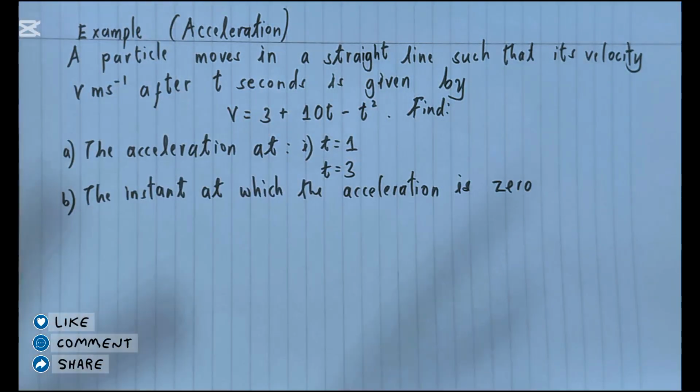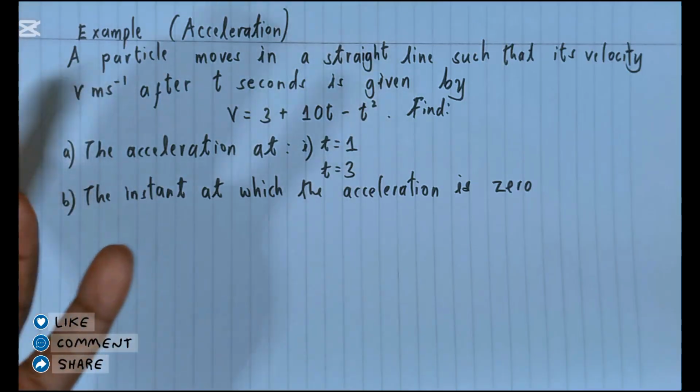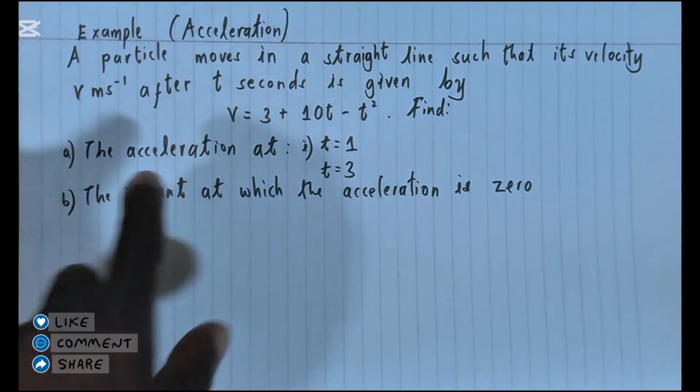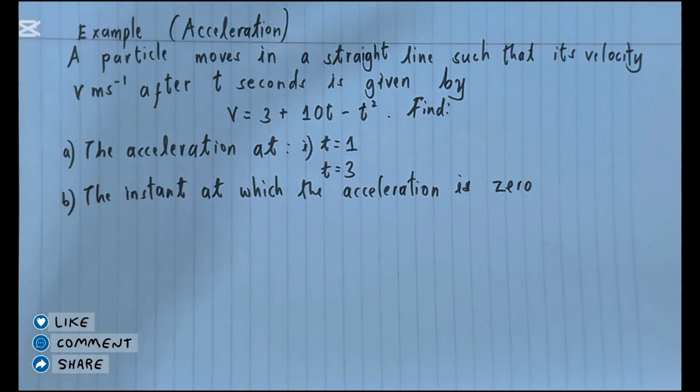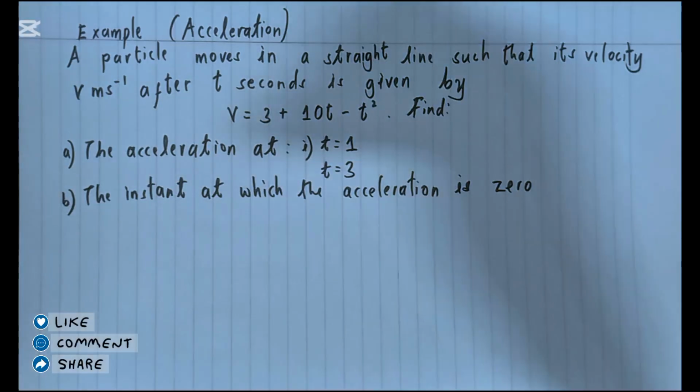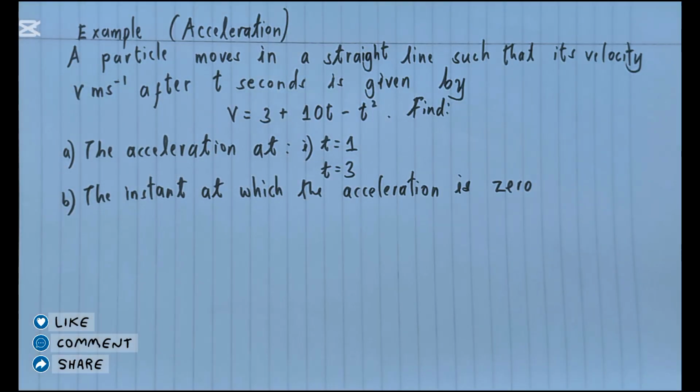In this particular problem, we have not been given a displacement function. What we have been given is a velocity function. If we are given a velocity function, then we know for sure that the derivative of velocity will give us the acceleration function. Had we been given the displacement function, we would first have done the first differentiation to get the velocity function, which we already have here, and then the second differentiation to get the acceleration function.